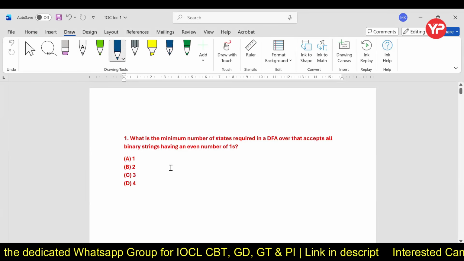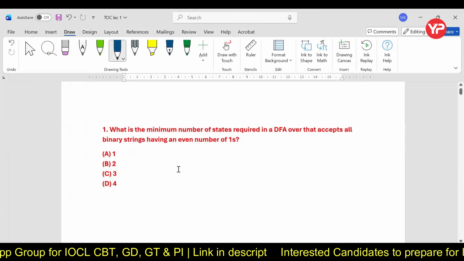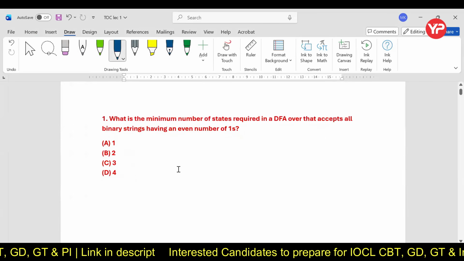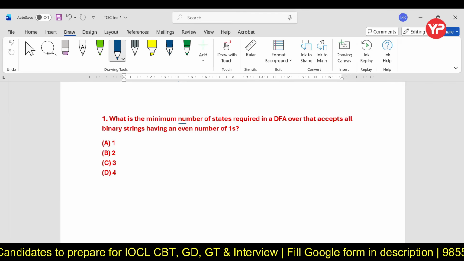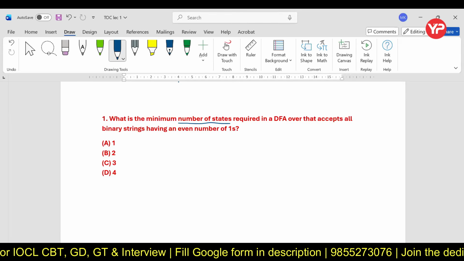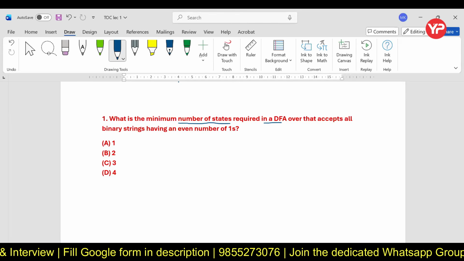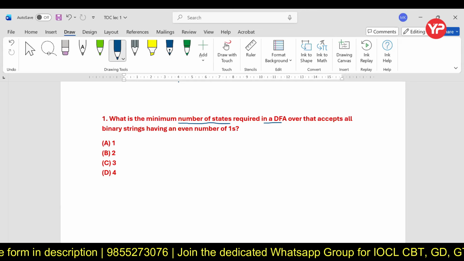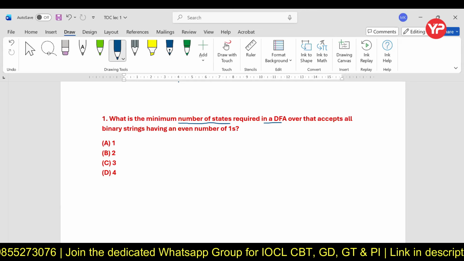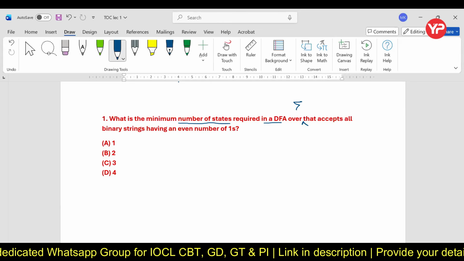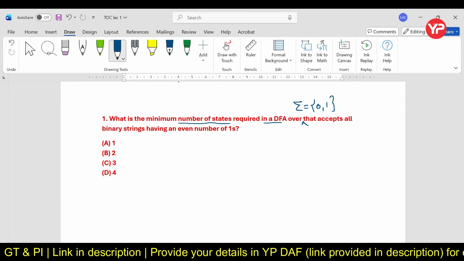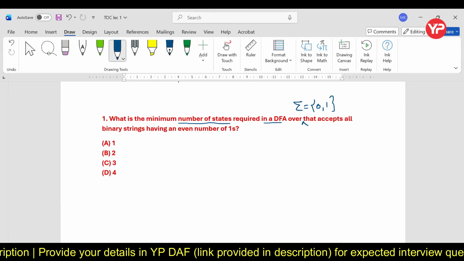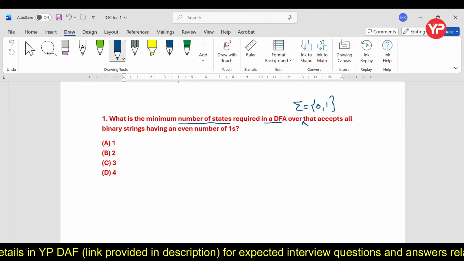Okay. So here you can see the first problem. What is the minimum number of states? Most of the time you will find this type of question, finding the minimum number of states in a DFA over {0, 1} that accepts all binary strings having an even number of ones.